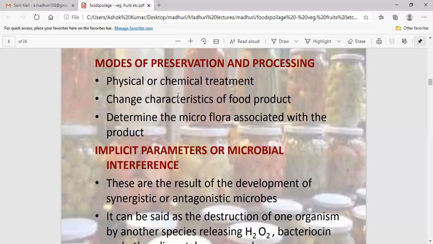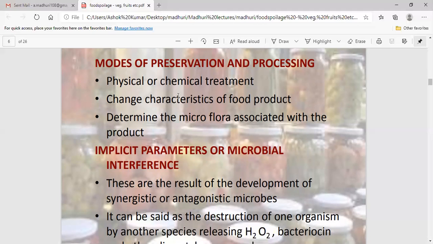So these methods, physical treatment or chemical treatment, will influence the food spoilage and changes in characteristics of food products. When we treat the food chemically or physically, they will change the characteristics of the food, and this will determine the microbial flora associated with the product. Whatever food preservation method we opt, that will change the type of spoilage microorganisms which can spoil the food material. And last one is implicit parameters or microbial interference.